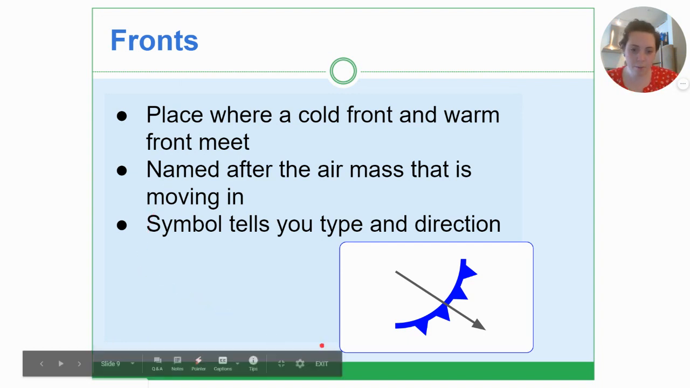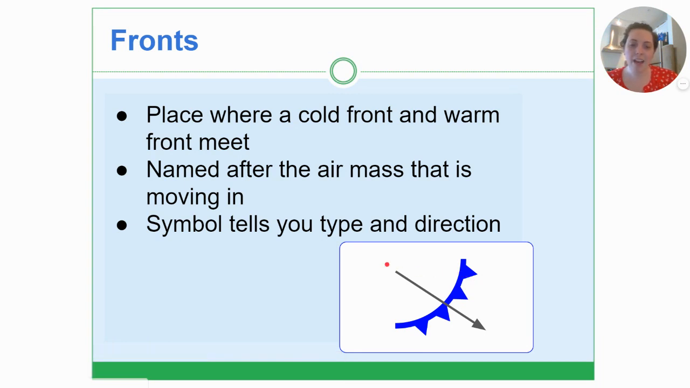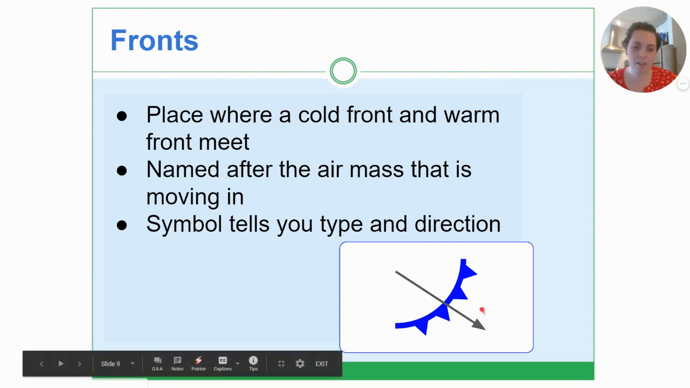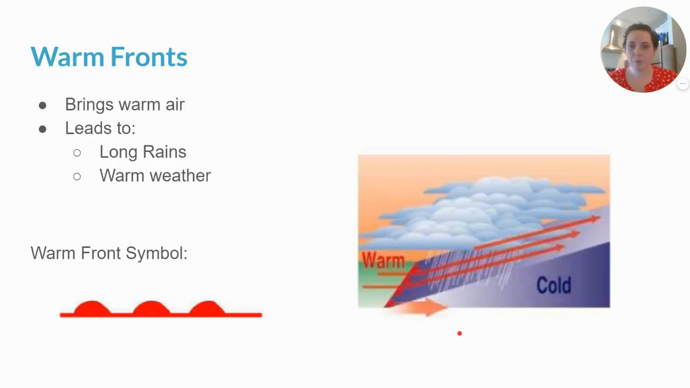So for example, I have a front down here that I have a picture of. And you see that the little spikes here are on the southeast side. So that is pointing in the direction that this front is moving. So this front is moving this way. All right, 3 types of fronts.